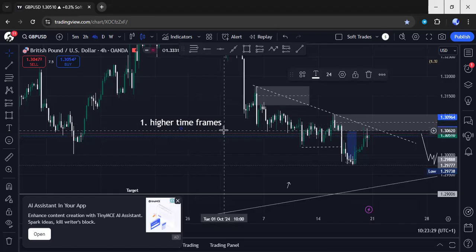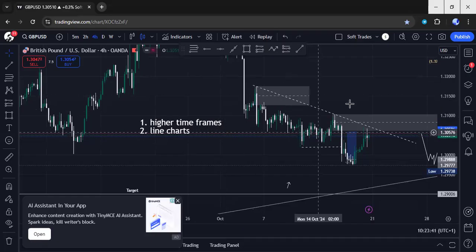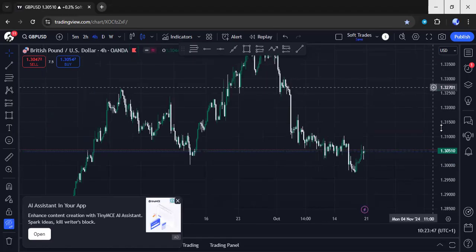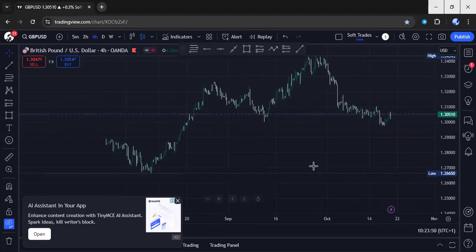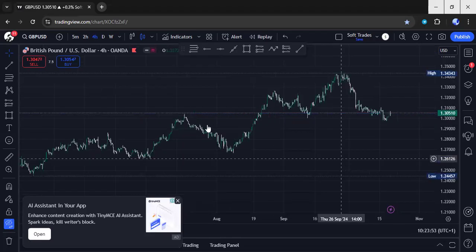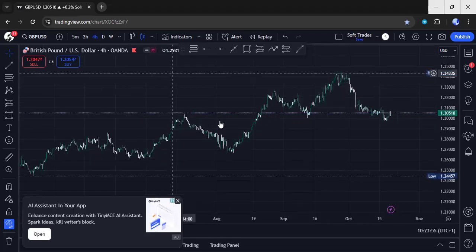Then number two is something you can use on TradingView, which is line charts. Now, what line charts means is that it will eliminate a whole lot of noise. I'm just going to show you that real quick. First of all, let me hide this drawing so that it's not confusing. Now, as you can see, this over here is the normal candlesticks. This is the candlestick chart.